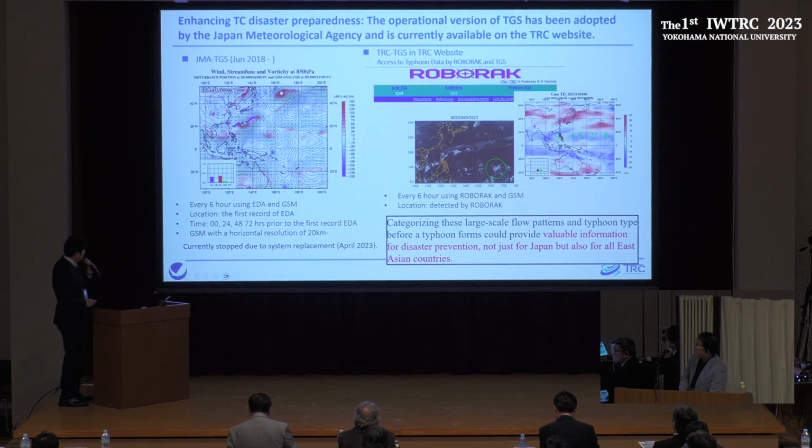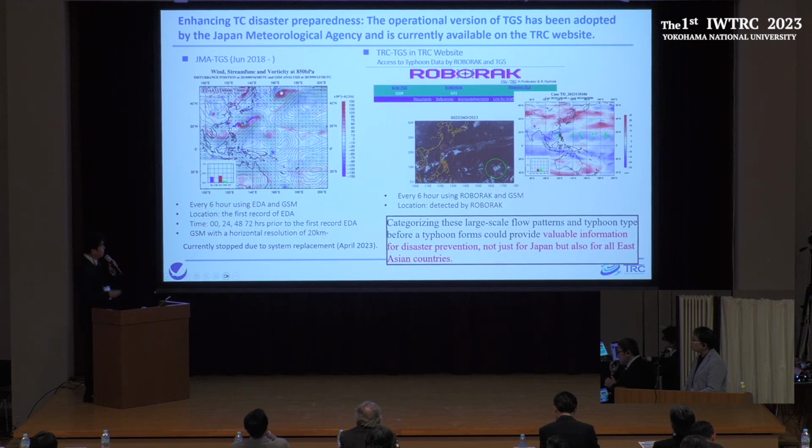Okay, so finally, the operational version of the TGS we used for this study has been adopted by the Japan Meteorological Agency, and is currently stopped due to the system replacement from April this year. But it is currently available on the TRC website here. Finally, I want to emphasize that categorizing the 5 large-scale flow patterns and typhoon types before the typhoon forms could provide valuable information for disaster prevention, not just for Japan, but for all East Asian countries. Okay, that's it. Thank you so much.